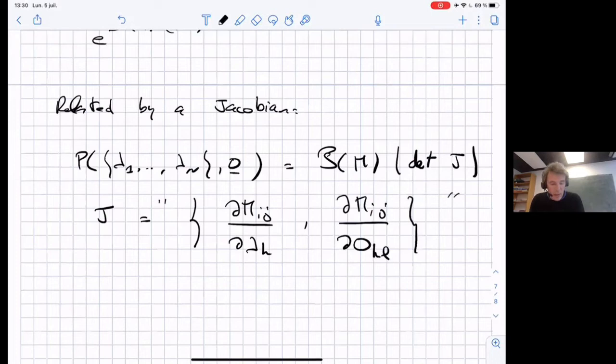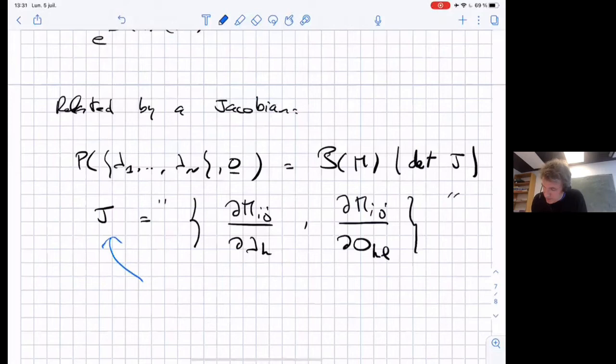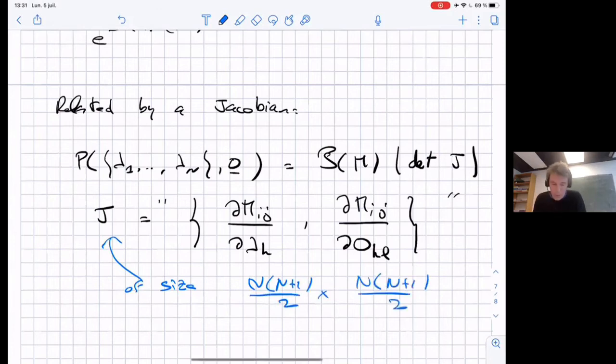So it's quite a complicated matrix. The size of this matrix is quite big, and that's why it's a bit complicated to compute its determinant. But this is just the number of independent degrees of freedom that you have, right? So this is n(n+1)/2 times n(n+1)/2.